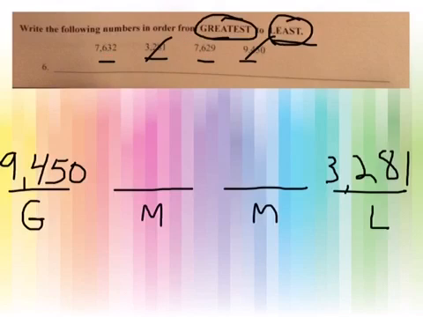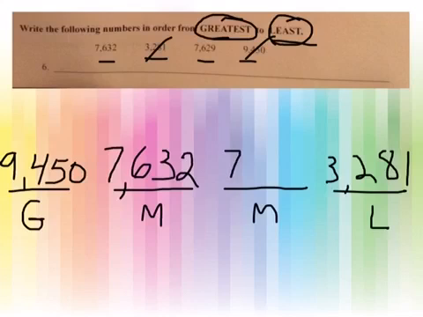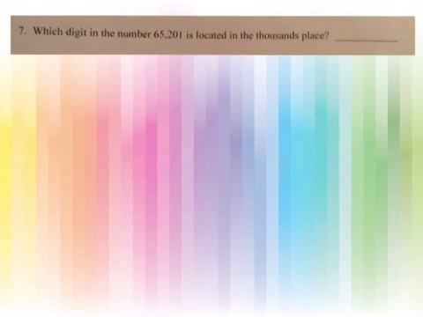So now I can complete my problem and say that 7,632 is the second biggest. And then I can put my 7,629 as my next smallest moving down the line. Make sure again you count the digits first and then start at the highest place value to compare.